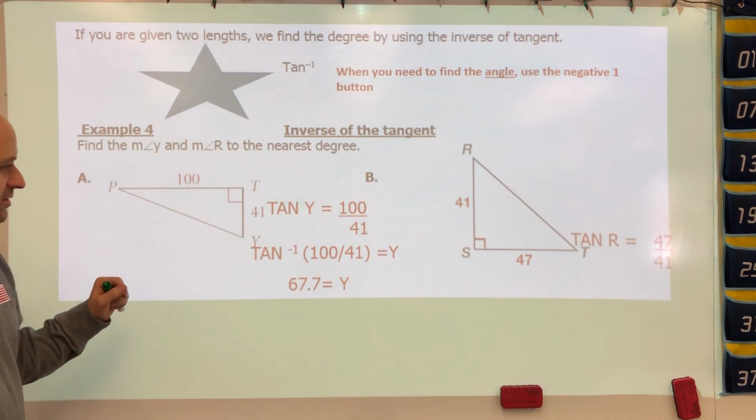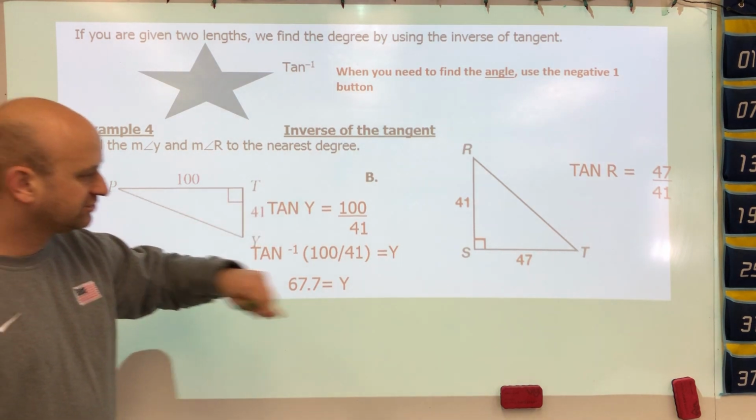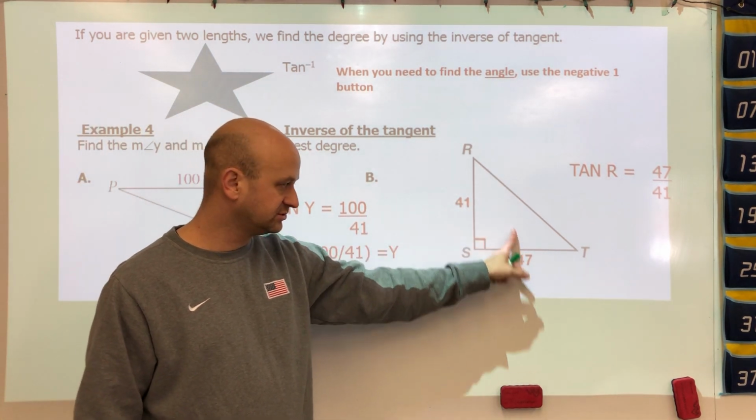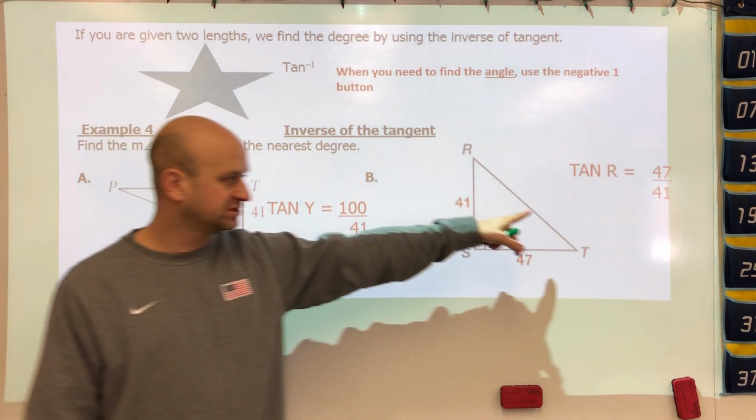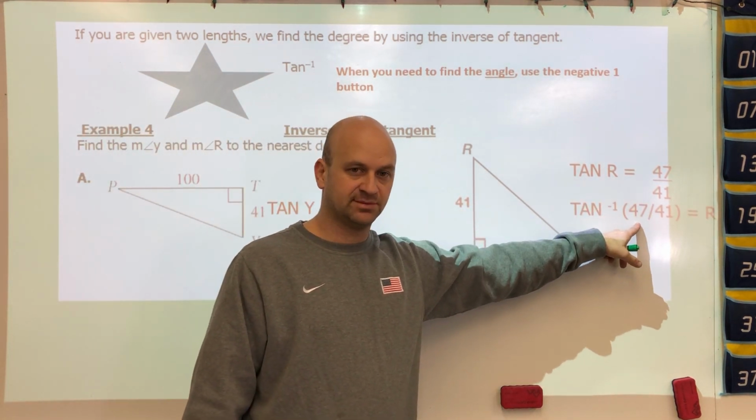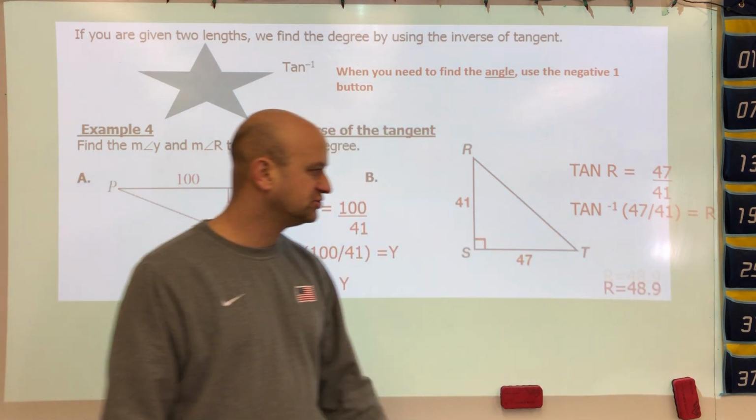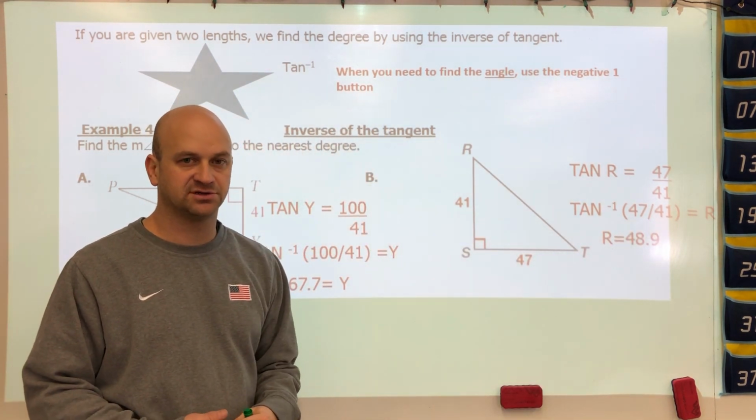Okay. Now over here, we're going to find angle R. So angle R is here. We shoot the arrow. That becomes opposite. This becomes adjacent. So we're going to do tangent -1 of opposite over adjacent. And you should get a value close to 49 degrees.